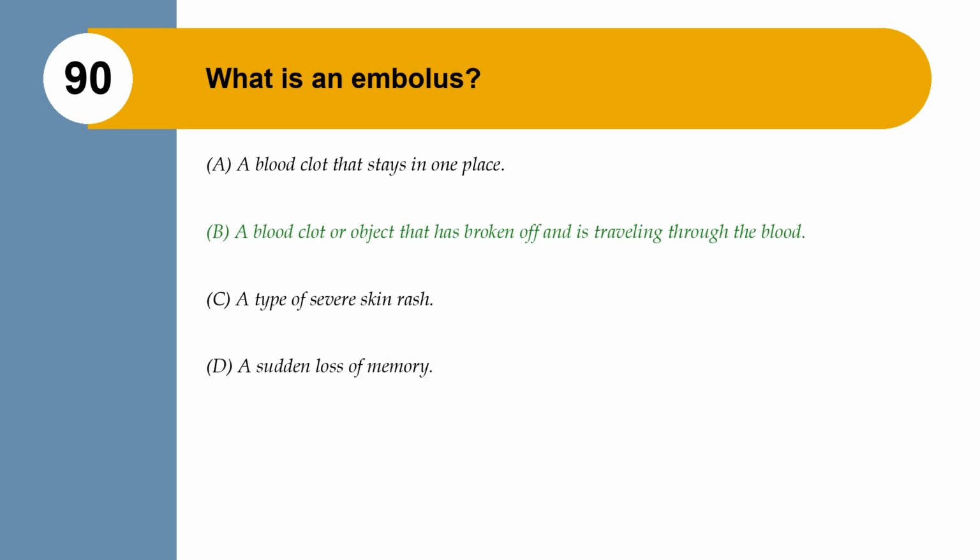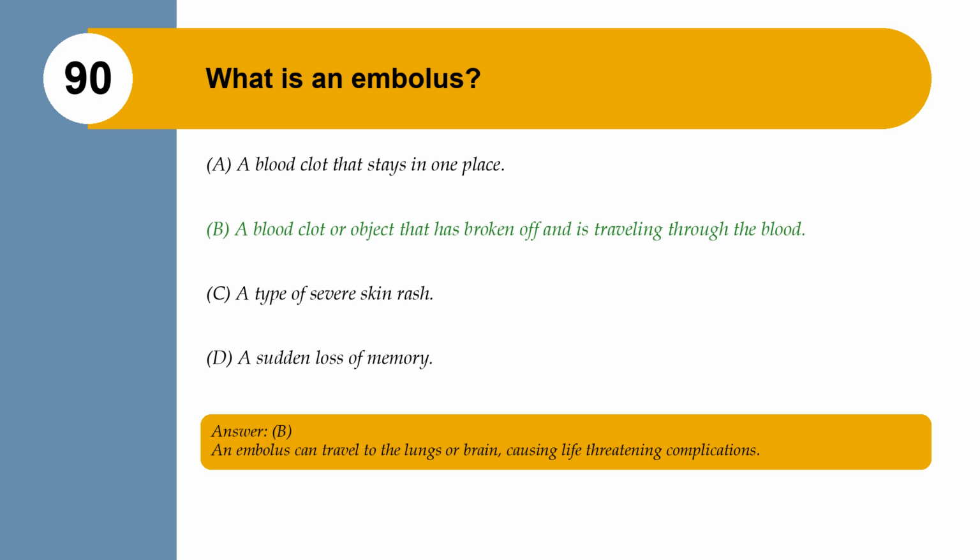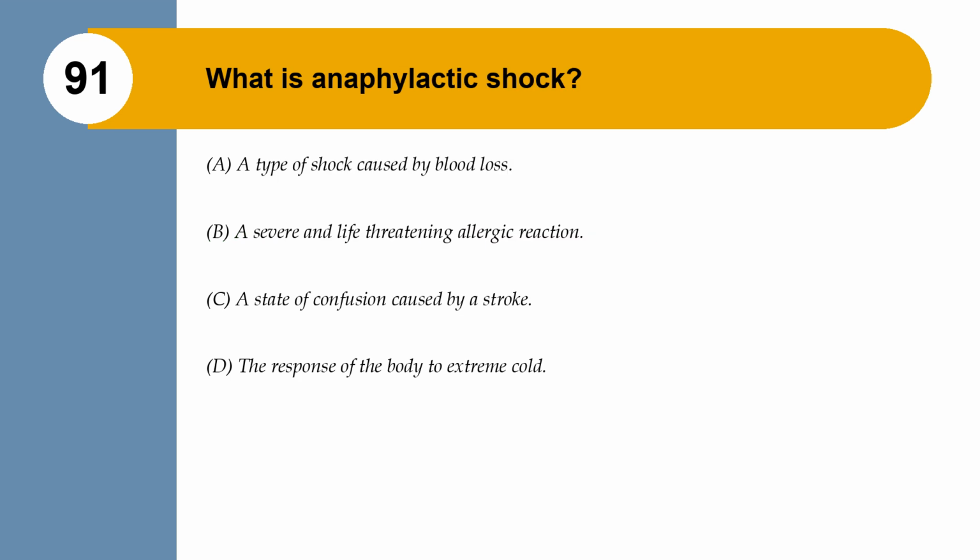The correct answer is option B, a blood clot or object that has broken off and is traveling through the blood. Explanation. An embolus can travel to the lungs or brain, causing life-threatening complications. Question 91. What is anaphylactic shock?